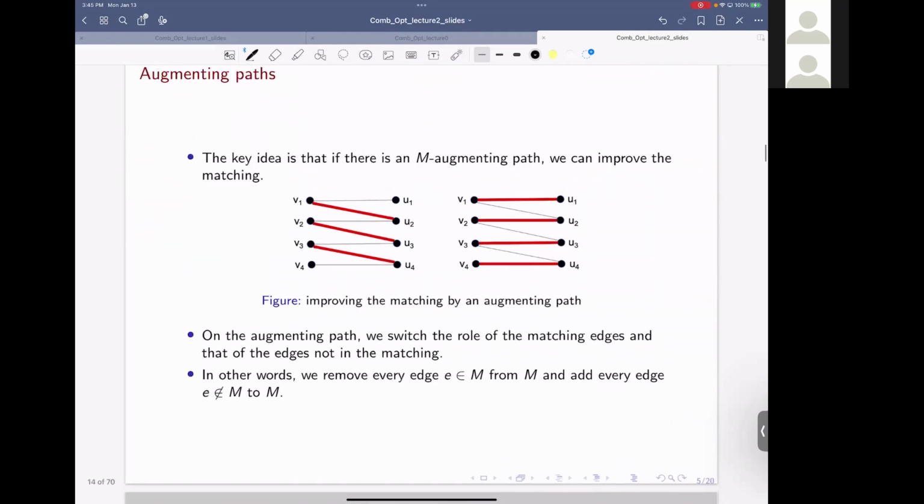Okay. So this suggests an algorithm. So you find an augmenting path that starts with an M exposed vertex and ends with an M exposed vertex, and you augment the edges and increase the size by 1. And at some point you cannot find an augmenting path, then you have a proof that that's the maximum matching. But that's the analysis. I guess the proof can be quite a bit complex, but that is the main idea. Okay.